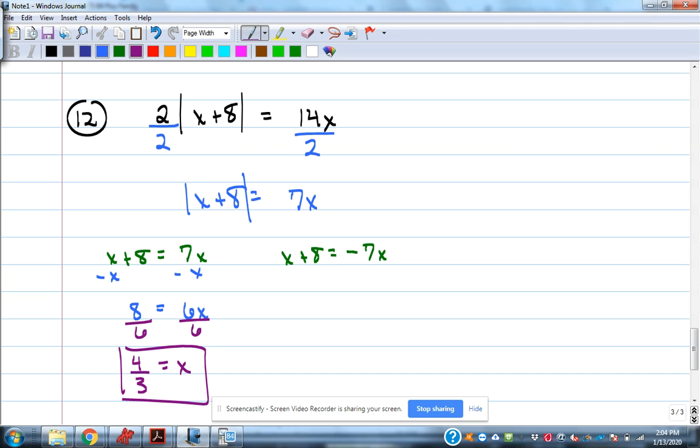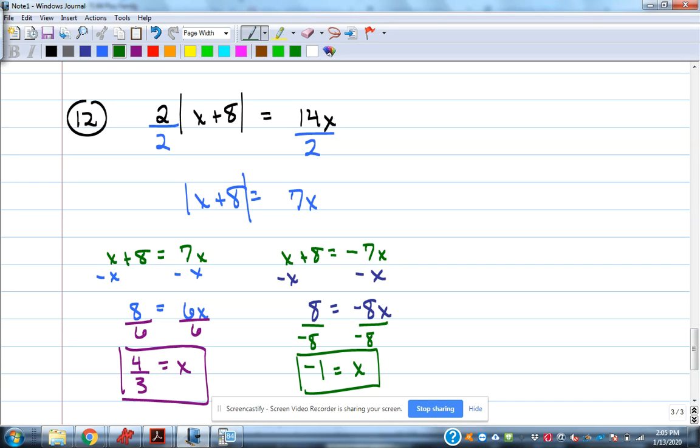And then let's find the other one. Subtract x. 8 is equal to negative 8x. Divide by negative 8. That's negative 1. Now, I need to check these.